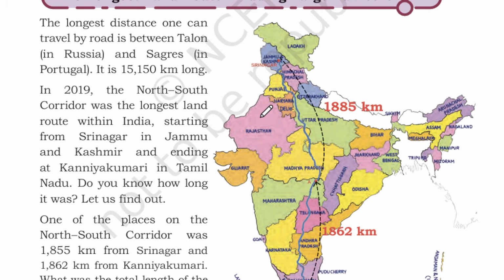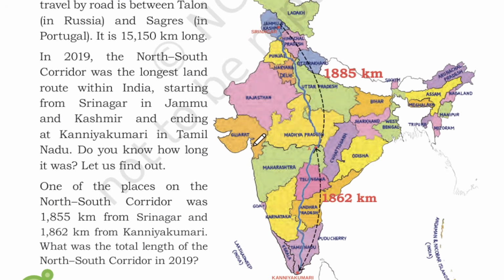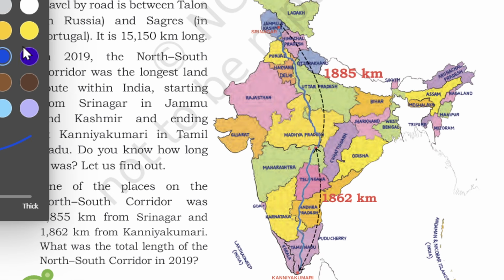Next. So next one, the longest land route, adding large numbers. Okay, we have an India map here. The longest distance one can travel by road is between Tallinn in Russia and Sagres in Portugal. It is 15,150 kilometers long. In 2019, the North-South Corridor was the longest land route within India, starting from Srinagar in Jammu and Kashmir and ending at Kanyakumari in Tamil Nadu. Do you know how long it was? Let us find out. So we have the map given here.